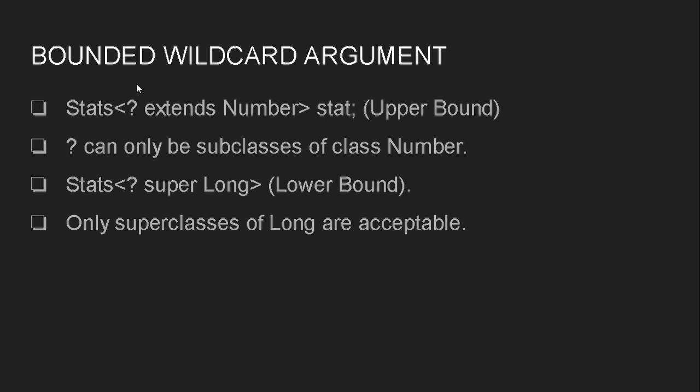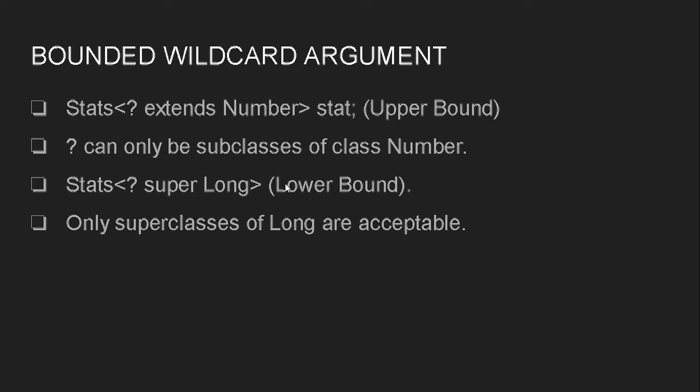So that means this question mark extends number, this particular class, can accept only those type parameters which are directly extending from the number class. The question mark can only be subclasses of class number. That is the meaning. Number is the upper bound here in this case, and the question mark can be replaced with only the subclasses of class number, not with any other class.